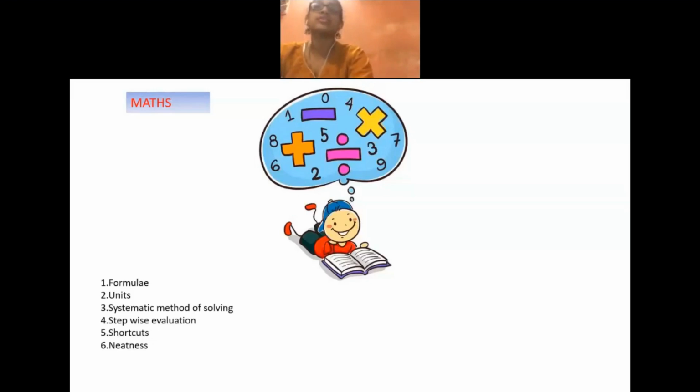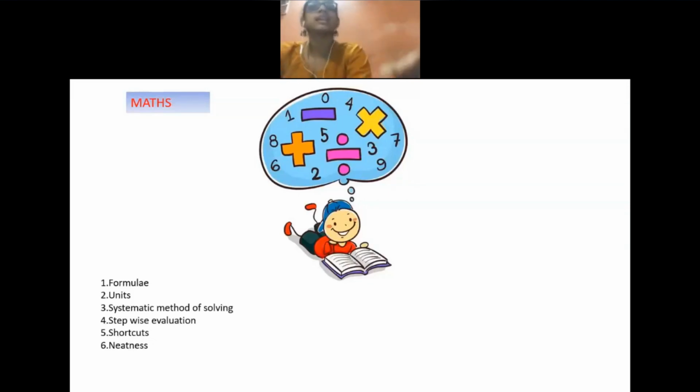Fifth is your shortcuts. You can solve maths in any method. For example, if I ask you to solve two unknown equations, you can solve it by substitution or solving it simultaneously. So you can adhere to shortcuts, but make sure that your final answer is right. You can solve maths in any method. There is no particular method defined to solve maths.